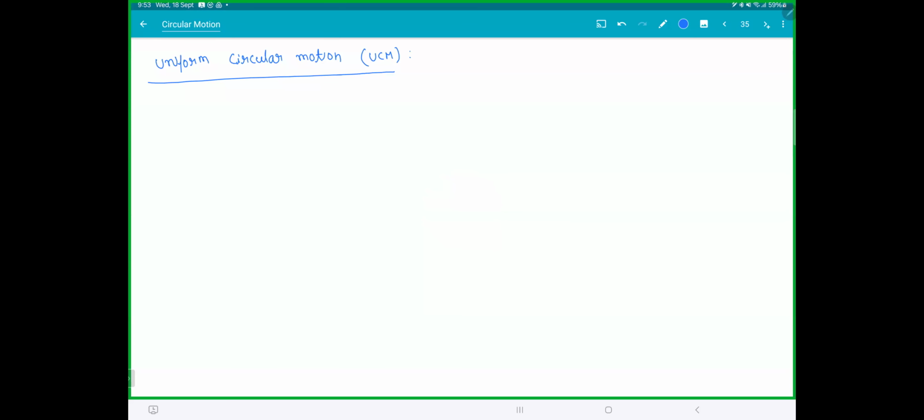So in uniform circular motion, there's only one definition that we have. In UCM, the particle goes in a circle with constant speed. That's it. That is the only statement you have. That is the whole meaning of uniform circular motion. It goes in a circle with a constant speed. Now, based on this, we can start getting a lot of data.